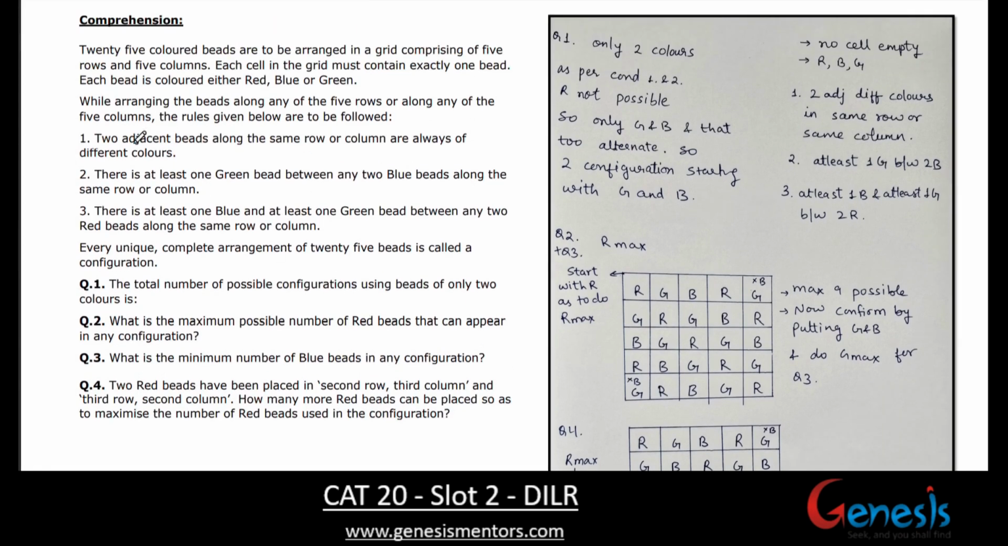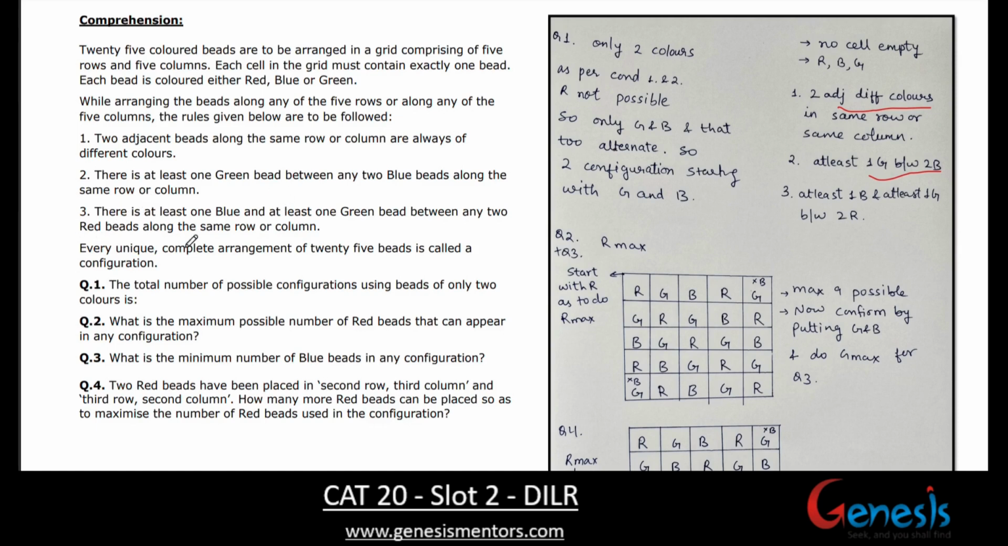The first condition is two adjacent beads along the same row or same column are always different color. So two adjacent beads have different colors, either in the same row or in the same column. Now there is at least one green bead between any two blue beads along the same row or same column. तो at least one green between two blue, right? कम से कम एक green तो होना चाहिए two blue के बीच में.